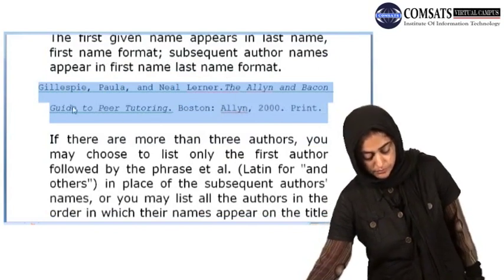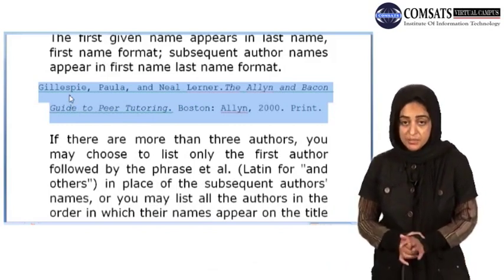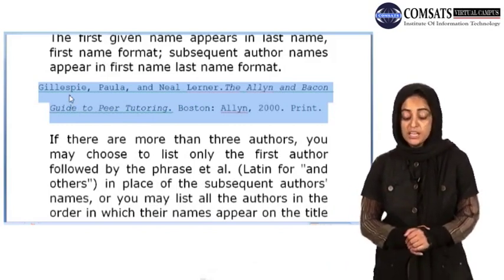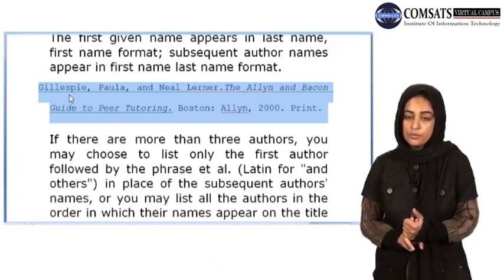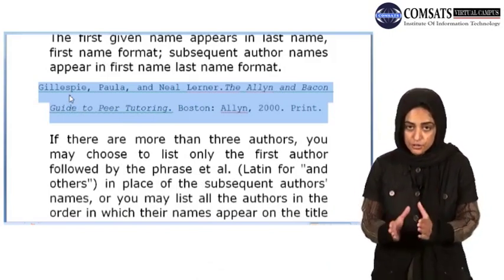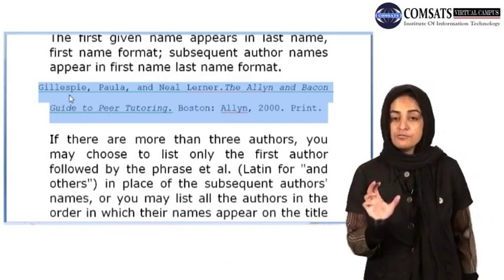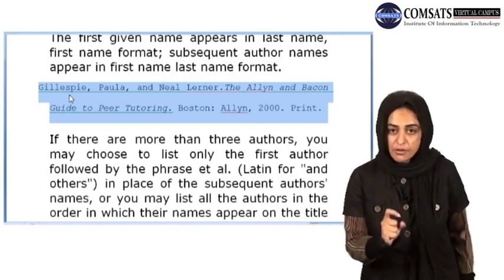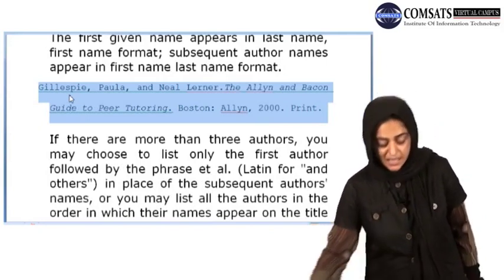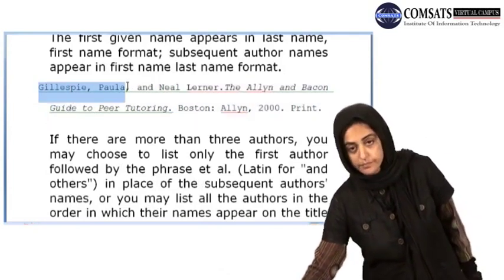Here we are having two authors. One author's name is Paula Gillespie and the other one is Neil Lerner. We are having two authors for the book, and while I will be creating the reference for these two authors, the name of the first author would be following the last name first name format. The name is Paula Gillespie, but over here it will be written as Gillespie, Paula.